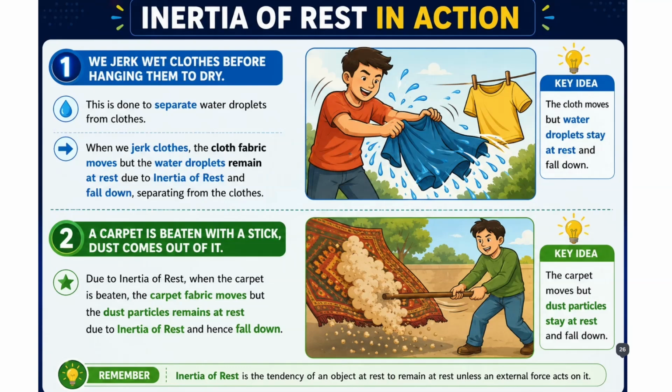When you give a sudden jerk to wet cloth, you apply an external force directly to the cloth's fabric, causing it to move suddenly. However, the water droplets trapped inside possess inertia of rest. They try to maintain their position of rest, because the clothes move away quickly while the water droplets stay where they were. The droplets separate from the clothes and fall down.